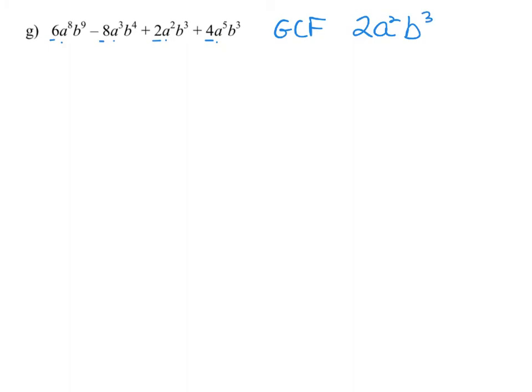We can write this polynomial in factored form with 2a squared b to the 3rd out in front of the parentheses, and then we're going to factor out that quantity, that GCF, from each of those terms. In other words, we're dividing out the 2a squared b to the 3rd from each one of those terms. So we begin with the first term, 6 divided by 2, we get 3. a to the 8th divided by a to the 2nd is a to the 6th. And b to the 9th divided by b to the 3rd is b to the 6th. Remember the quotient rule for exponents where you're subtracting those exponents.